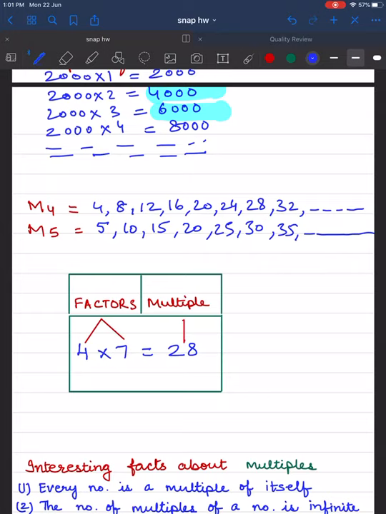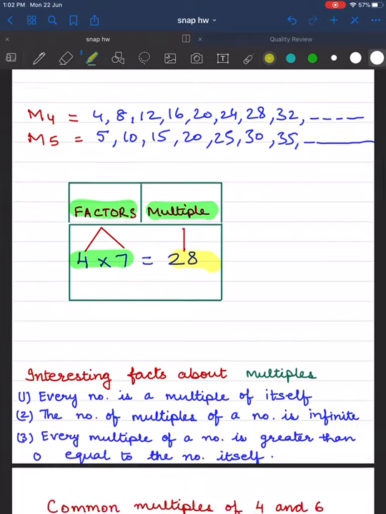Now factors and multiples are correlated. The factors exactly divide their multiple. So here you can see 4 and 7 exactly divide 28, and multiples are obtained by multiplying the factors. So here if we multiply 4 by 7, we get 28.